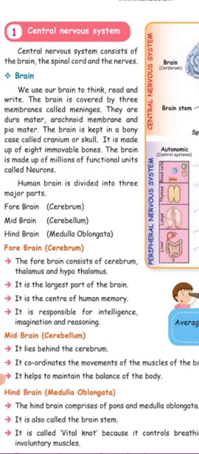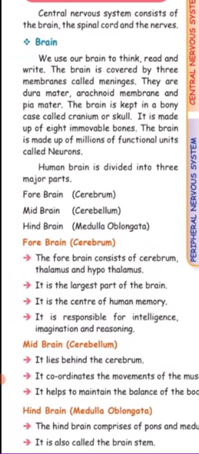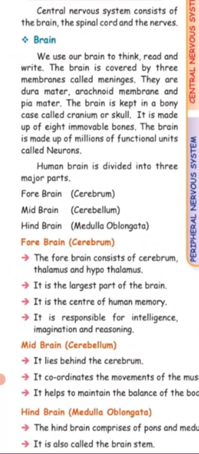What are immovable bones? The bones which can't be moved. So how many immovable bones? 8. Okay. So our brain is made of millions of functional units called neurons. So what are neurons? The brain is made up of millions of functional units. The human brain is also divided into three major parts, that is forebrain, midbrain and hindbrain.